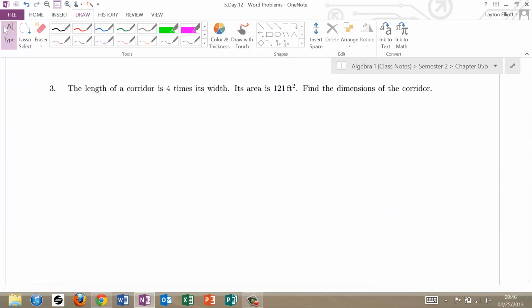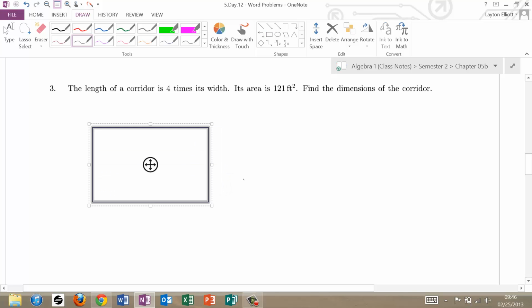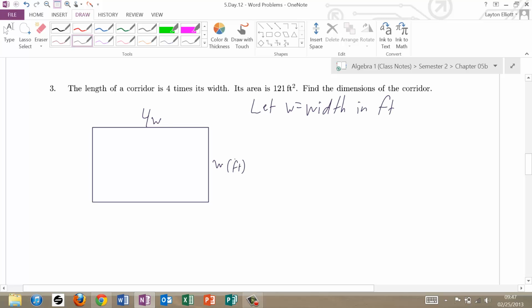Let's go to number 3. The length of a corridor is 4 times its width. Corridor just means like a box or a hallway, so let's put this down. If I have a width and the length is 4 times that, then this little diagram acts like a let statement. I can still put let W equal the width in feet, and I'm going to put a little feet here after these so that we can see that we're in feet, but either one of those is fine.